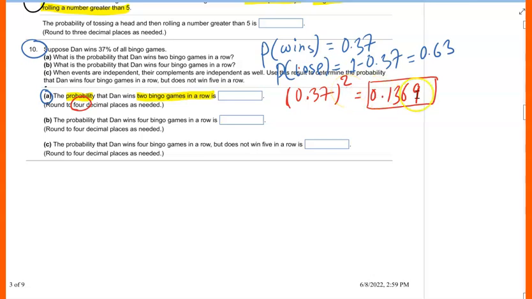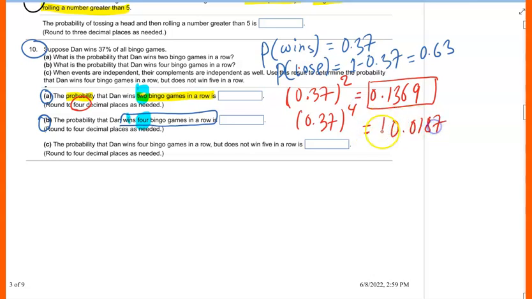And the next question is, find the probability that Dan wins 4 bingo games in a row rather than 2. You have 4 here. Same idea here. 0.37 to the power 4 is going to be 0.0187 when you round it to 4 decimal places. Use a calculator to find 0.37 to the power 4, because we want the probability that Dan wins 4 bingo games in a row.